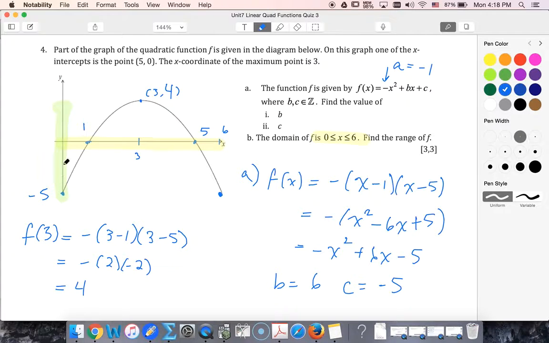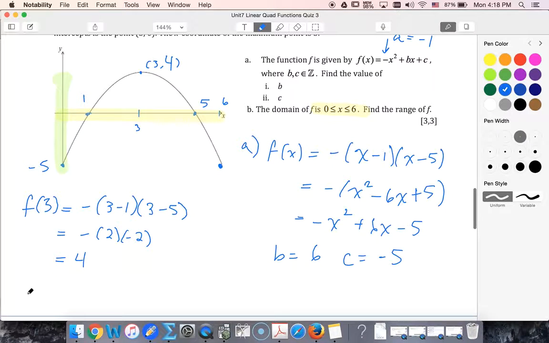So I can say my range, which is only in this area, so my range is -5 less than or equal to y less than or equal to 4. So this is all part of part B, finding the range.